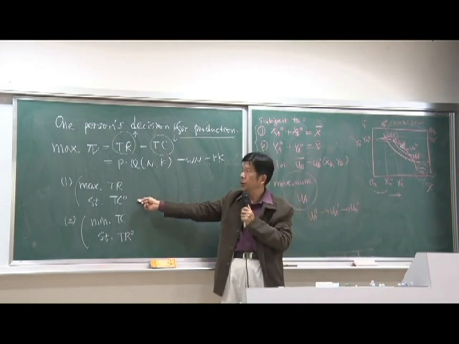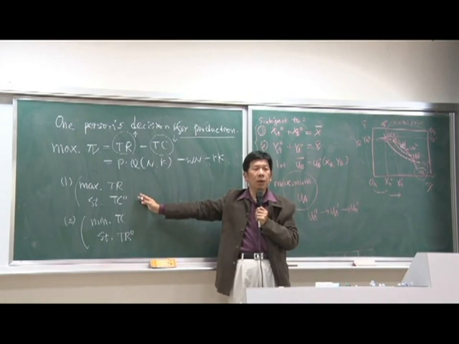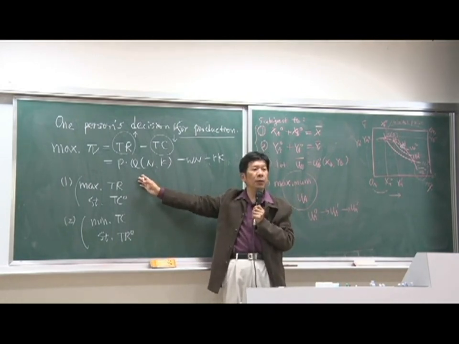And then I just try to show you, you have two choices. One, just let your total cost be constant, and then you find the total value.